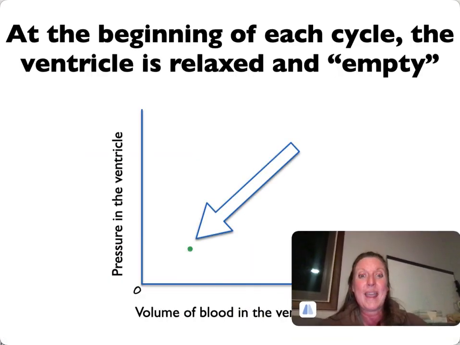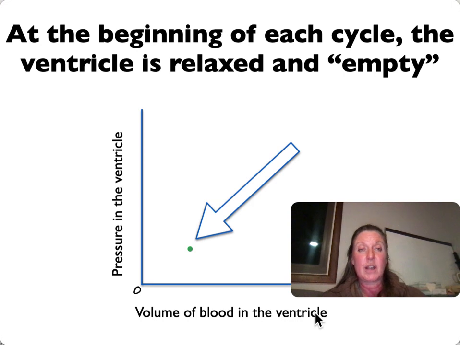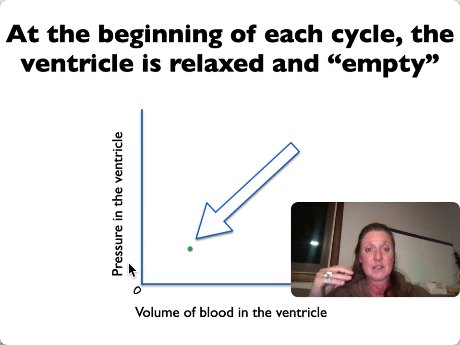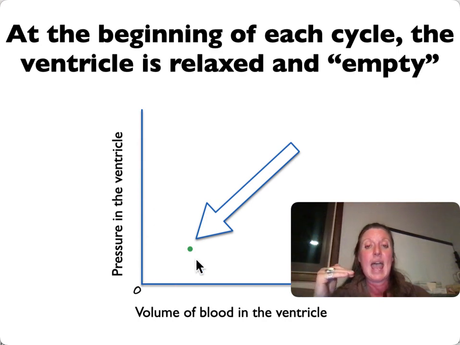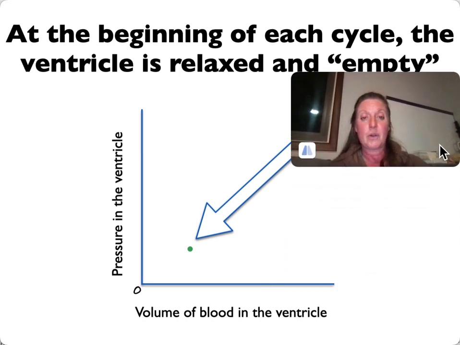Okay, one more way to look at this. All right, so this graph is looking at the volume of blood in the ventricle. We're actually measuring it in mils or liters or whatever. Mils makes more sense. And on this side is the pressure in the ventricle. So as the ventricle contracts, the pressure should go up. As the ventricle relaxes, the pressure will go down. As the ventricle fills, the volume of blood will go up. As the ventricle empties, the volume of blood will go down. Okay, so let's start here.